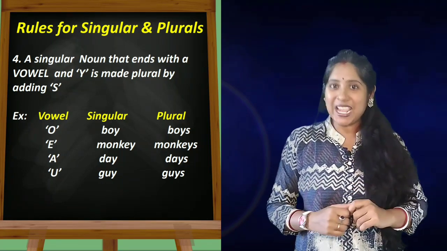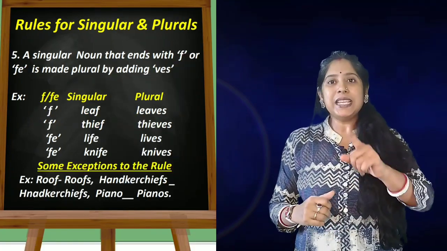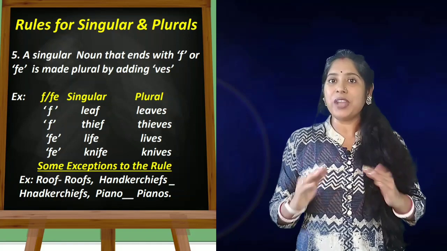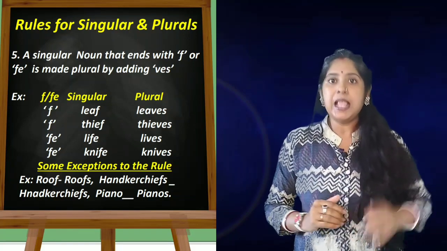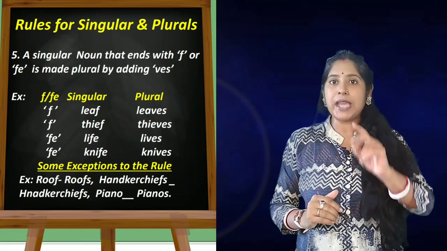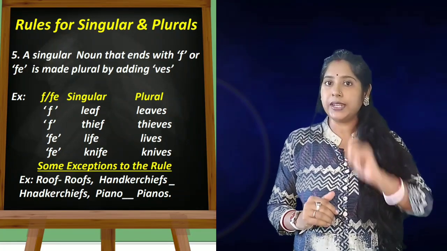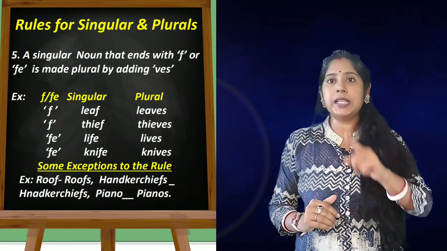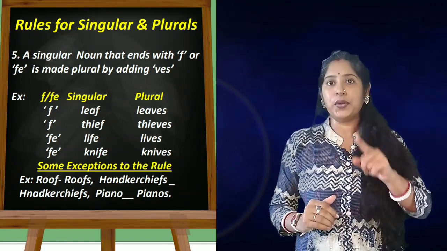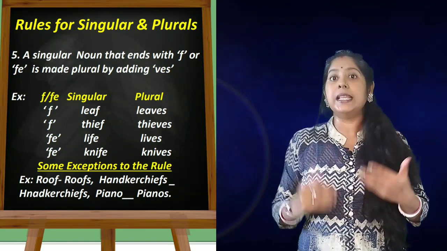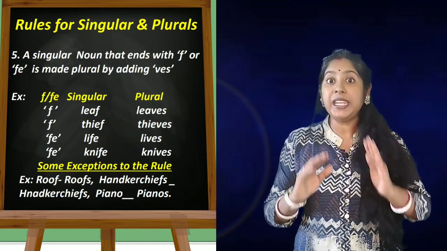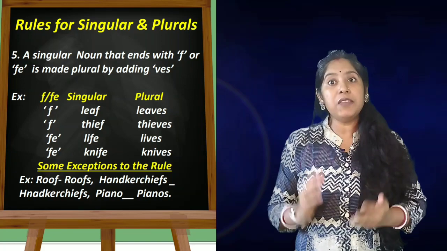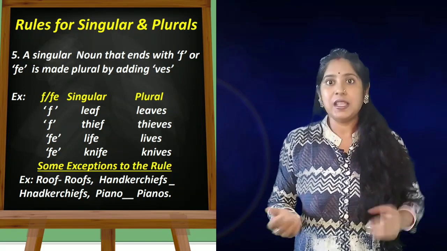Let's move on to the next rule now. A singular noun that ends with f or fe is made plural by adding ves. Let's study the first two examples given on the screen. The word leaf ends with the letter f. Therefore, as per the rules, the letter f in leaf will be replaced by ves. So the word leaf becomes leaves.